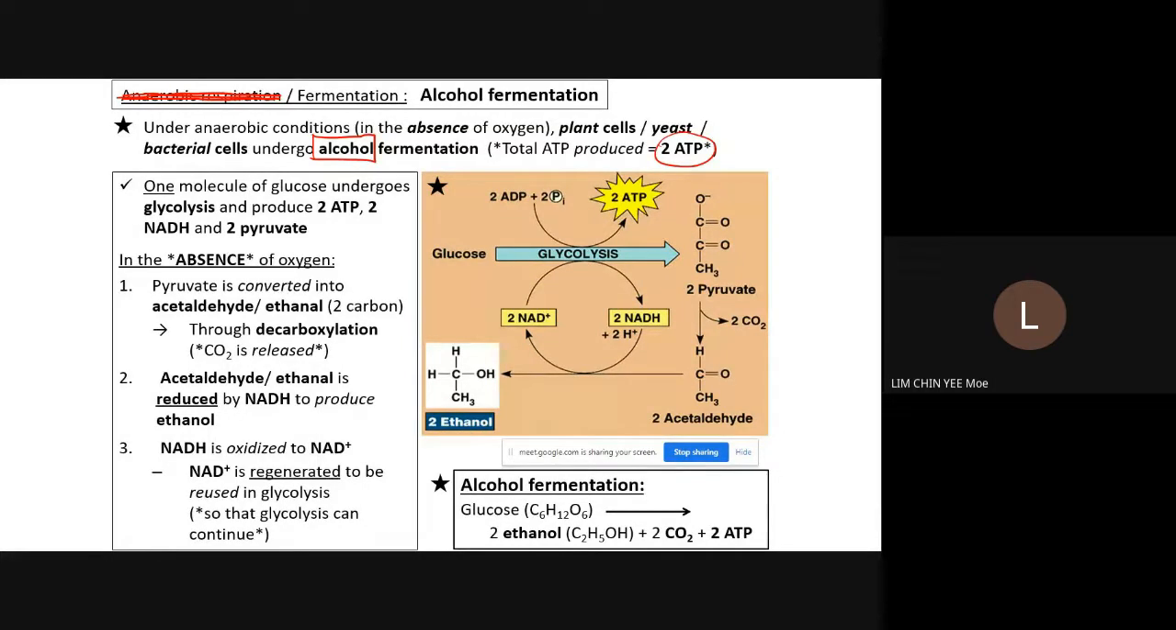Tapi kalau soalan glycolysis untuk aerobic respiration, mesti berhati-hatilah. How many ATP? 4. How many net ATP? 2. But when it comes to fermentation, you tulis 2 je pun bagi betul. I hope I didn't make you confused because I can be quite confused too when it comes to the question. Kadang-kadang tak tahu apa yang dia nak. But over here, fermentation, memang all fermentation kita hanya cakap 2 ATP. You tak mention net pun tak apa untuk bahagian fermentation.